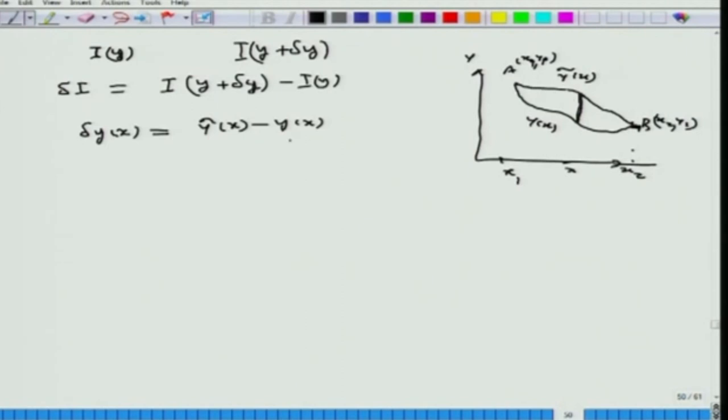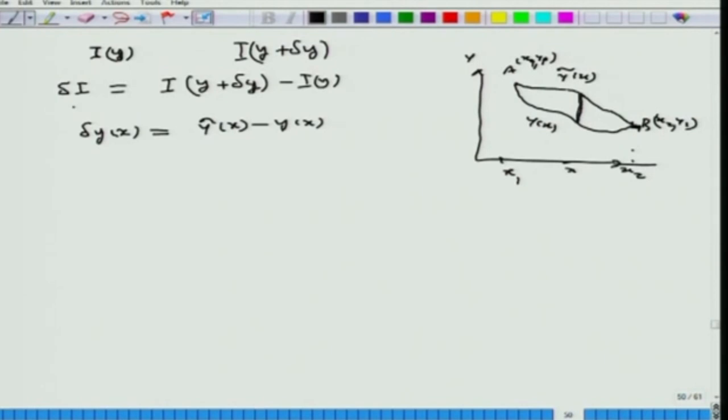So, this is the increment in y, and now this I, which will be a function of y plus delta y, here I of y plus delta y minus I of y. That is what will be denoted as the increment in the functional, or variation in the functional.